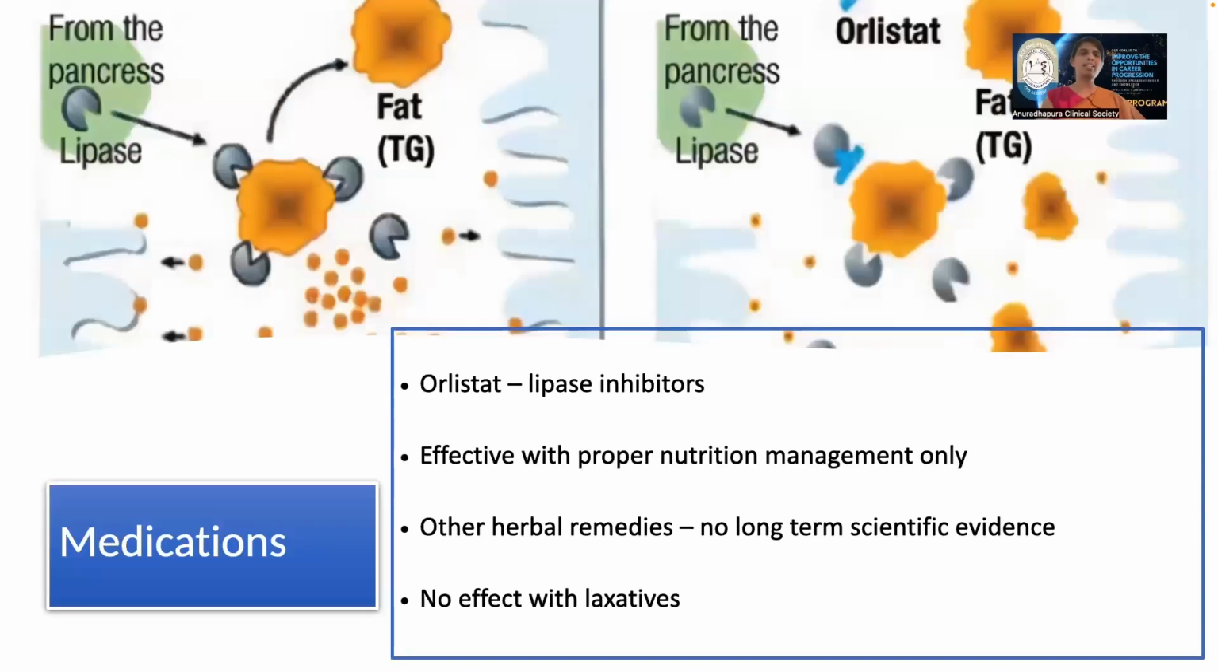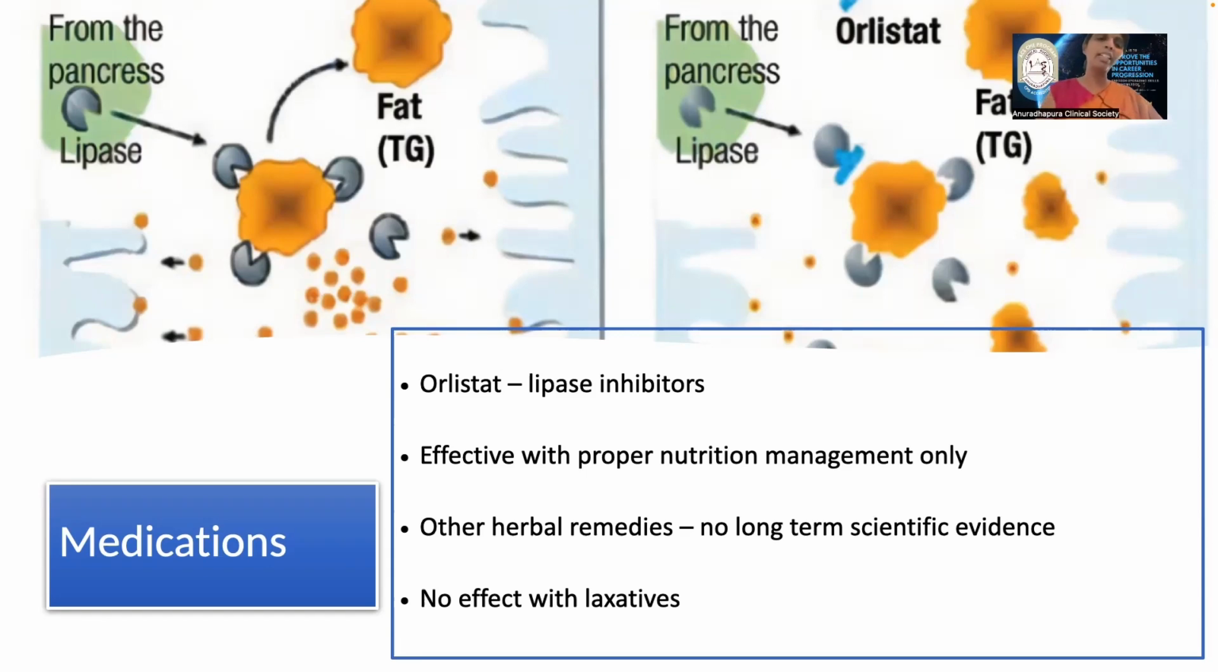Then medications. Yes, unfortunately, there are no medications for weight loss, but we can use these lipase inhibitors, orlistat, as a supportive measure. We can't reduce weight alone with this orlistat. So with the dietary control, if you can't control the fat intake, adding lipase inhibitor will help in weight loss. But you should have a diet plan. You should have a proper dietary restriction of carb intake. With lipase inhibitors, we can reduce some amount of fat intake, which will help in weight loss. And yes, it is effective with proper nutrition management only.